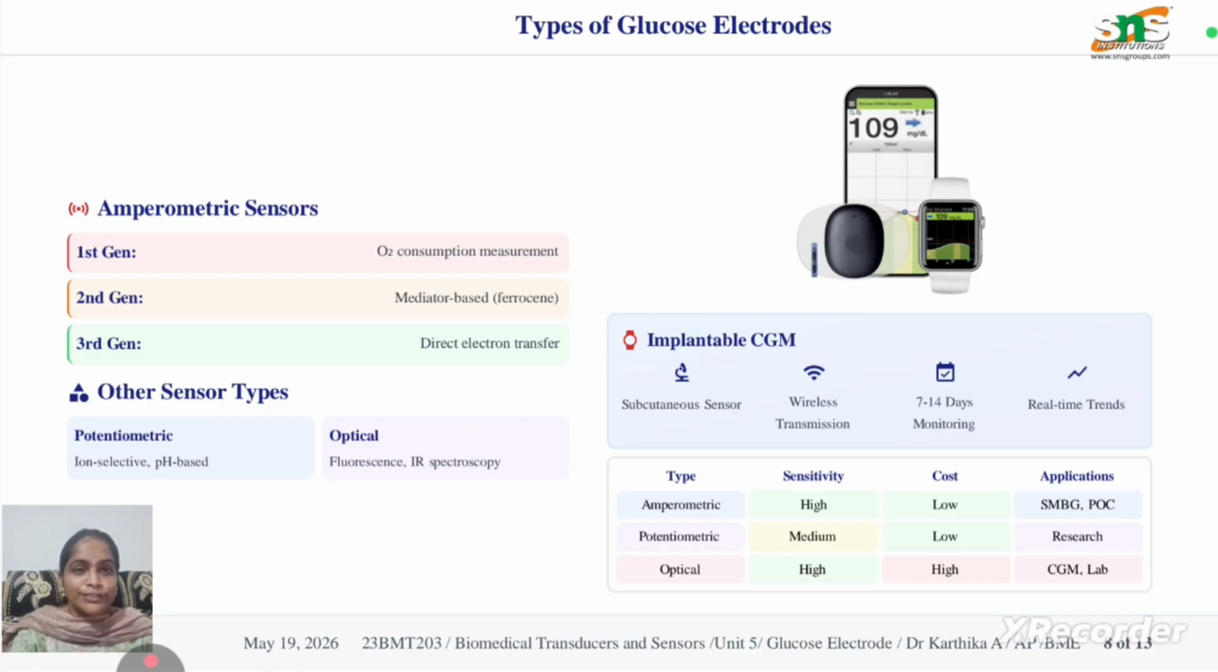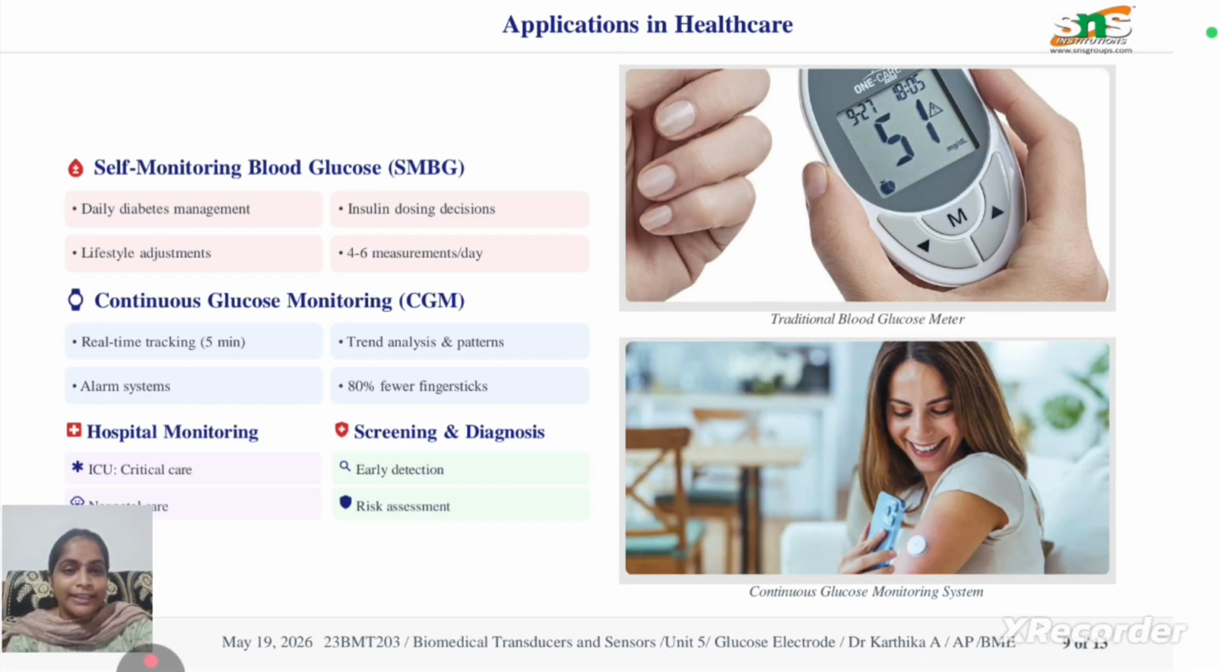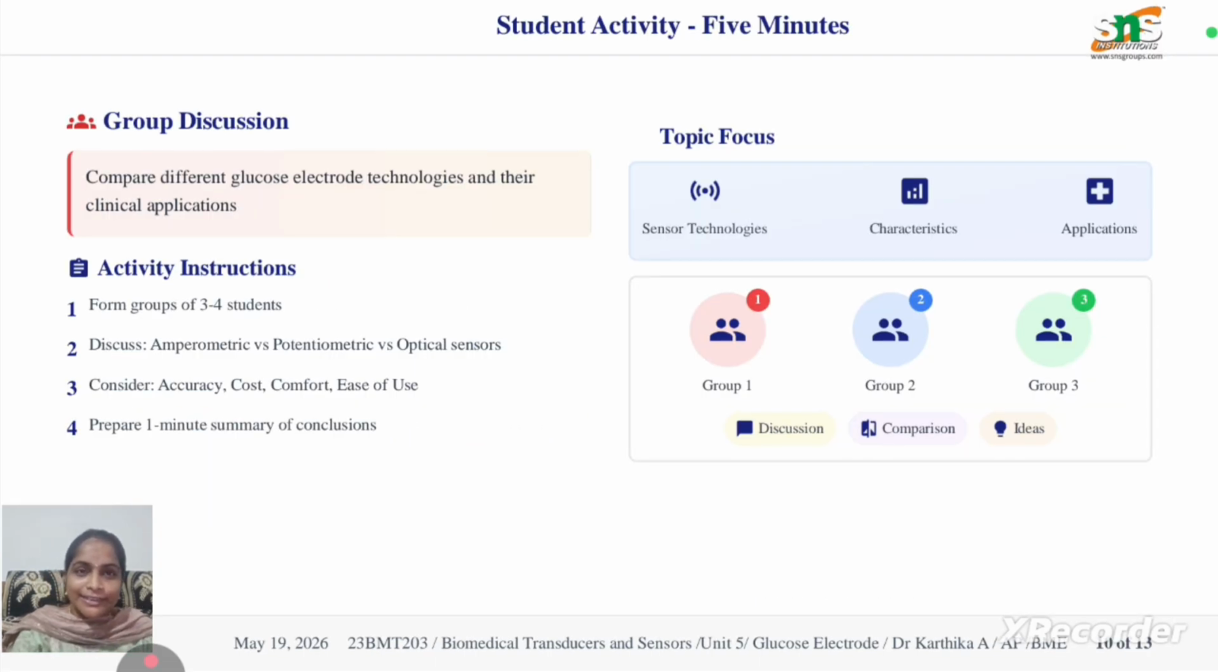See the types of glucose electrodes. I've listed a table. First type is amperometric. Second one is potentiometric. Third one is optical. Here these types are differentiated based on sensitivity, cost and applications. See the applications in healthcare: self-monitoring blood glucose, continuous glucose monitoring, hospital monitoring, screening as well as diagnosis.